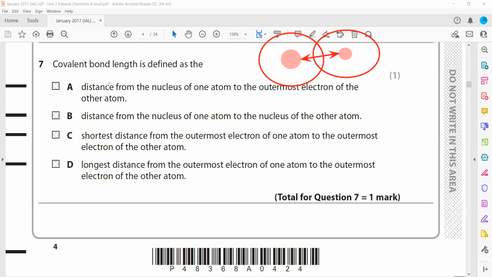So, which statement explains the distance from a nucleus of one atom to the outer electron of the other? That is not a covalent bond length. That's wrong. The distance from a nucleus of one atom to the nucleus of the other, that's true. Starting from one nucleus to another, the length is known as the bond length. So B will be the right answer.